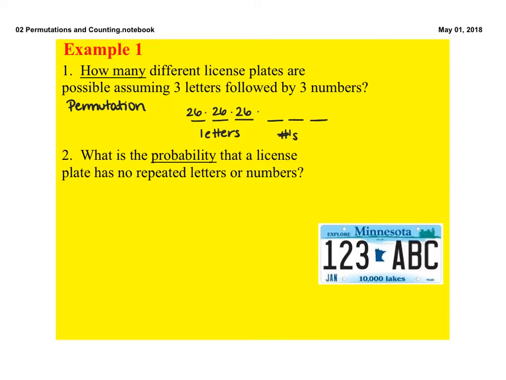Now, a mistake that a lot of kids make when we're dealing with numbers, they think of 1 through 9. But a lot of times they forget 0. 0 is a digit that could be used on a license plate as well. So there's actually 10 digits that could be used. And those digits can also be repeated. So right now on my calculator, I'm taking 26 to the third times 10 to the third. And I get 17,576,000 different license plates that could exist.